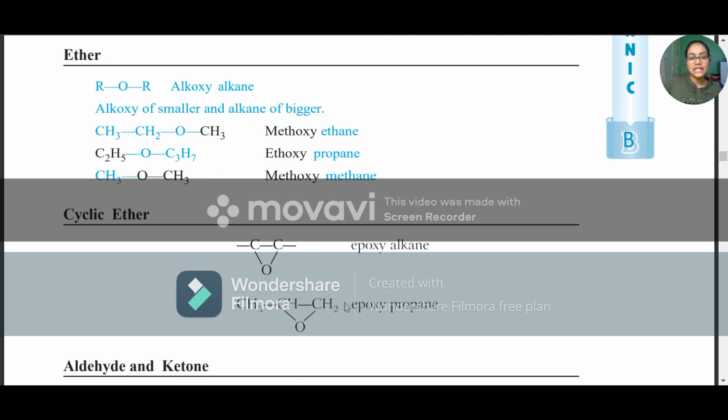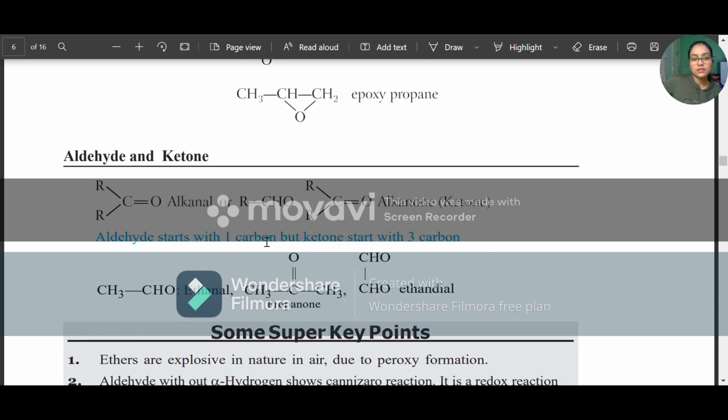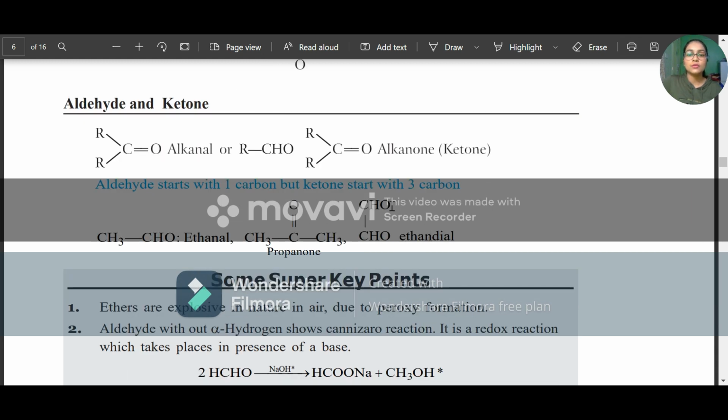Now these are some cyclic ethers. So let's start with aldehyde and ketone. So this is the aldehyde group. There is a typing error. This should be H. So this is an alkanal or RCHO, and this is the ketone group or alkanone. Aldehyde starts with one carbon but ketone starts with three carbons. This is ethanedial because two aldehyde groups are present.